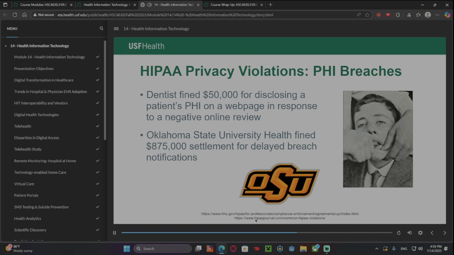The Oklahoma State University Health System was fined $875,000 in a settlement for delayed breach notifications. When there is a breach, the covered entity is required to report to individuals about that breach and provide any remediation necessary. In this instance, they failed to do so and were fined significant dollars.